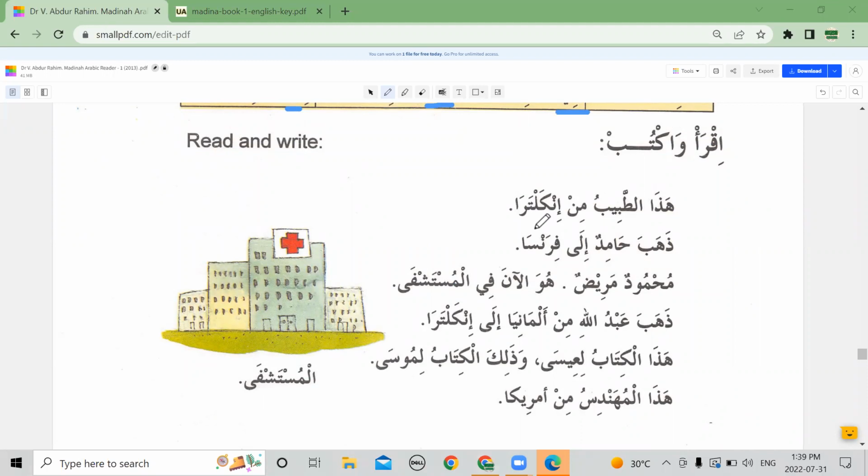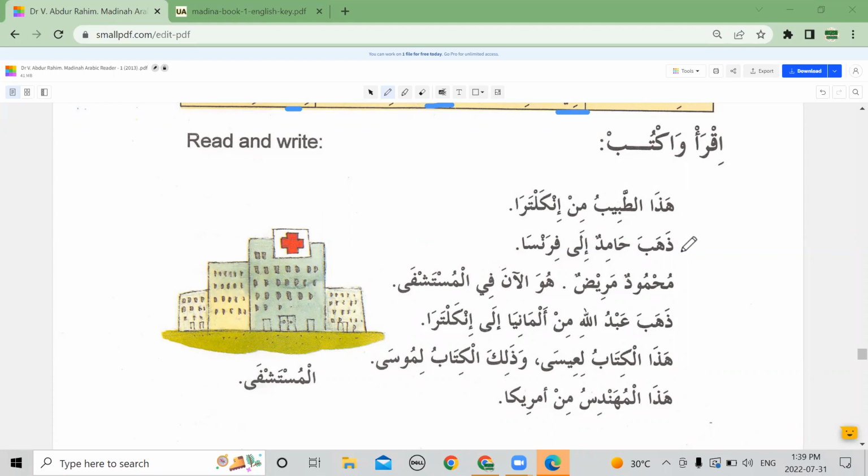هذا الطبيب من إنكلترا. Min Inkaltara. What does this mean? Inkaltara is England. So what's the meaning? The doctor is from England. Very good.